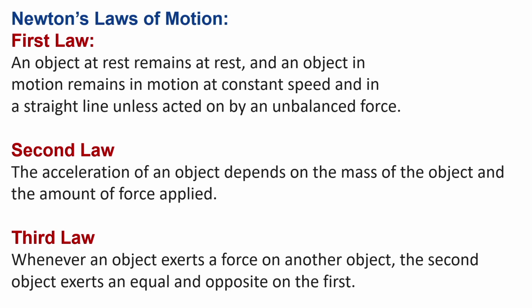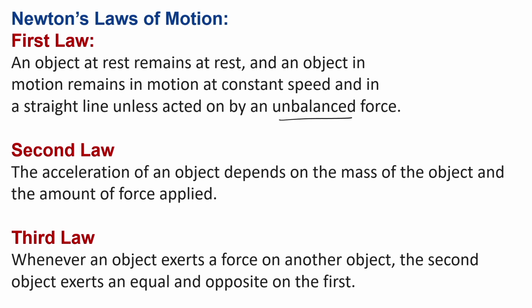First law states that an object at rest remains at rest, and an object in motion remains in motion at constant speed in a straight line unless acted on by an unbalanced force. Now, it is very important to note that there is something called an unbalanced force which would cause it to accelerate, which is given by the second law. So, the acceleration of an object depends on the mass of the object and the amount of force that is applied.